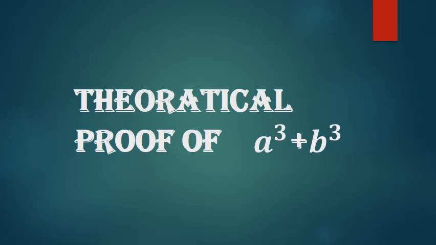Today we are going to derive a cube plus b cube theoretically. Means how we are going to add two cubes which may differ in sizes. This is also an algebraic identity. Basically a cube plus b cube is here the representation of the algebraic identity or an algebraic formula.